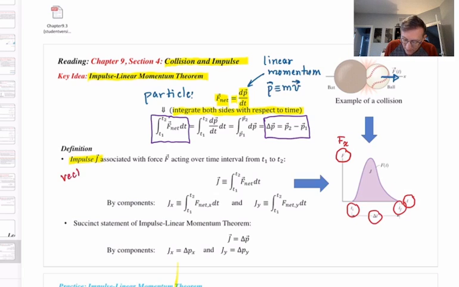This new quantity called impulse has a magnitude and a direction, or to say it another way, it has components. We talk about the impulse associated with a force F acting over a time interval from T1 to T2. And here's the definition of impulse, J arrow. Note the 3 lines.